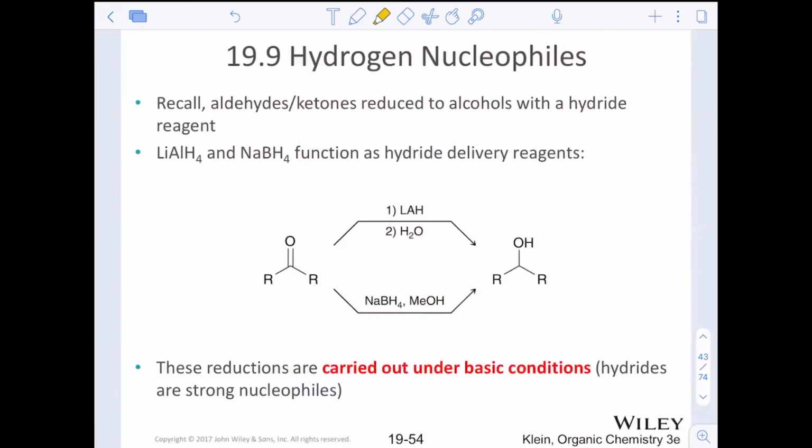Let's get into hydrogen nucleophiles. We've been playing with lithium aluminum hydride and sodium borohydride as hydride delivery reagents for a while. So we should have remembered this reaction from chapter 12. Let's just go through the mechanism one more time. Again, they are carried out under basic conditions because either lithium aluminum hydride or sodium borohydride is essentially a hydride delivery device. Remember, lithium aluminum hydride is a strong reducing agent. Sodium borohydride is a more mild reducing agent.